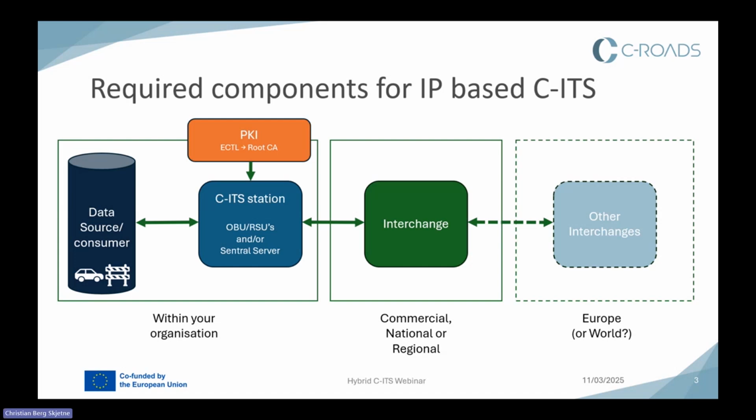And then in the orange box, you have the PKI part, which for our case is tied to the European Certificate Trust List. And then you have the green box, which is the interchange or the CITS broker, which disseminates messages between different actors. That could be operated nationally or regionally, or it could even be a commercial service. And it works fine either way, however you choose to set it up.